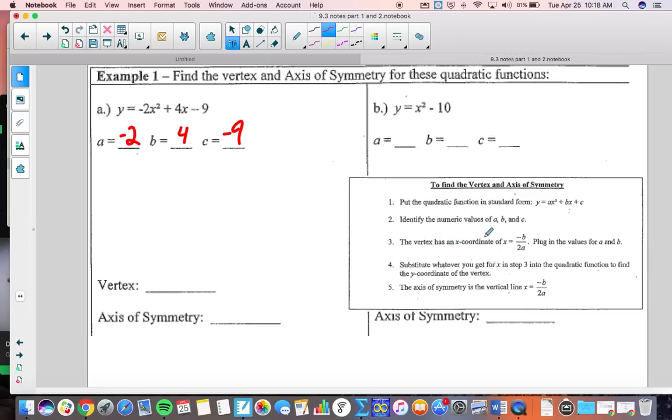Now to find the x coordinate of the vertex, we're going to take the opposite of b, and please write that in your notes. This shows up on the bottom of these examples. Write that negative means the opposite of b.